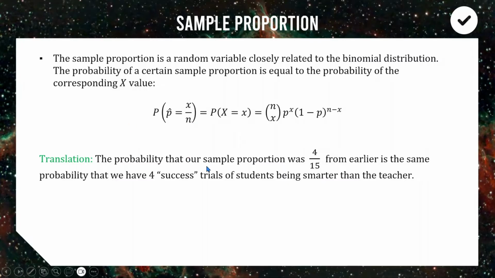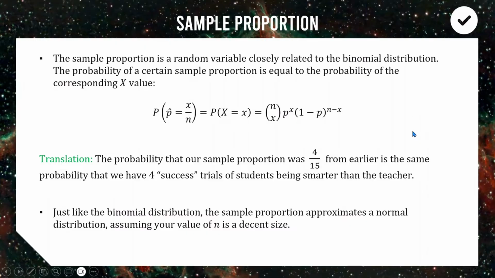Translation of this is that the probability of our sample proportion being 4/15 from earlier is the same thing as saying, hey, what's the probability we have 4 success trials of being smarter than me out of 15 trials. Anyway, sorry if I'm over-explaining this, but I needed to over-explain this to myself when I taught this for the first time, just to make sense of things. So apologies if I'm rambling.